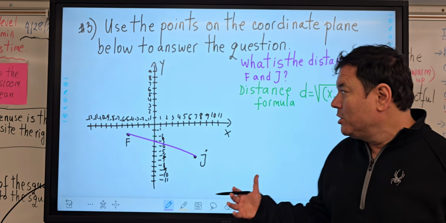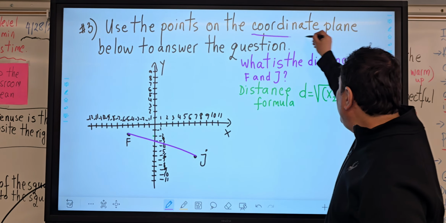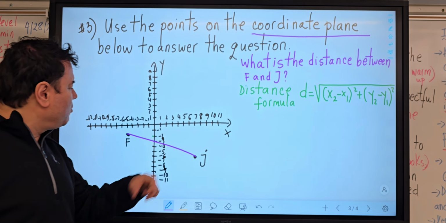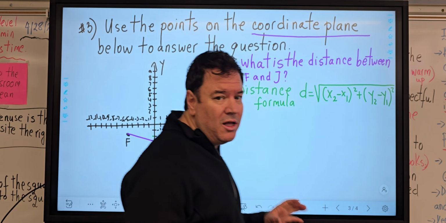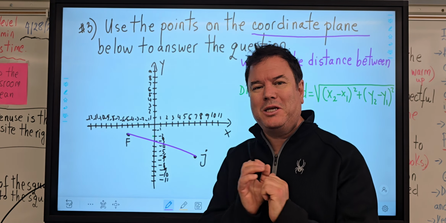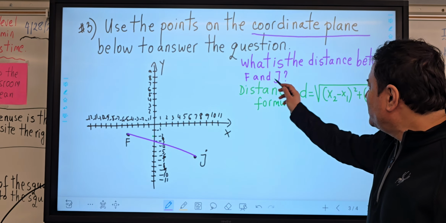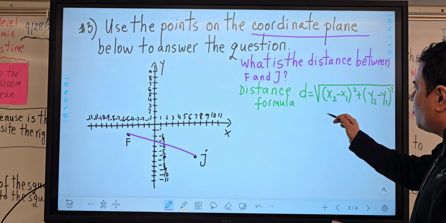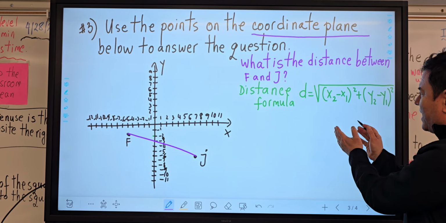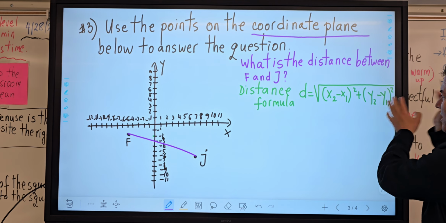What do we do in order for us to find the distance between F and G if we have a coordinate plane and the points are found in the coordinate plane? First of all, to find the distance, there is a very important formula you need to memorize and remember, and that formula is called the distance formula. The distance equals the square root of (x2 minus x1) squared plus (y2 minus y1) squared.